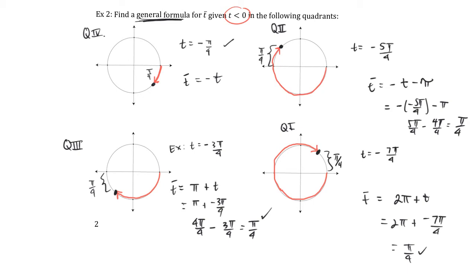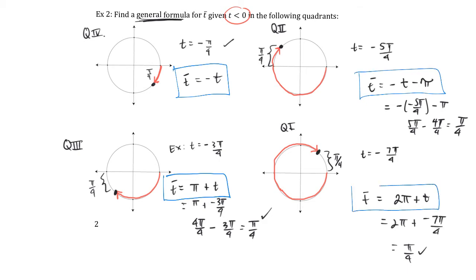So, general formulas here: in quadrant 4, you take the reference number as the opposite of t. In quadrant 3, it's pi plus t. In quadrant 2, it's the opposite of t minus pi. And in quadrant 1, it is 2 pi plus t. So there you go, the general formula of how to figure out your reference numbers.